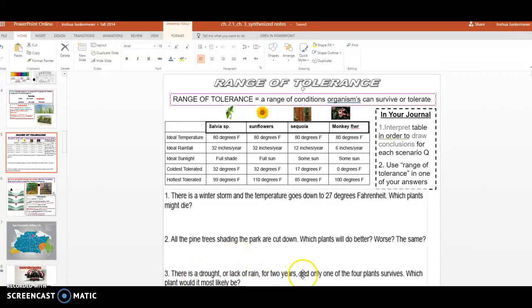Lastly, if there's a drought for 2 years, which plant would most likely survive a drought? So which plant can handle the least amount of rain? It's all about range of tolerance. Which one can tolerate the least amount of rain?